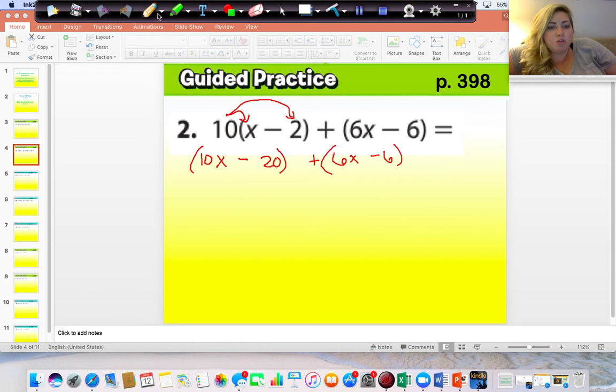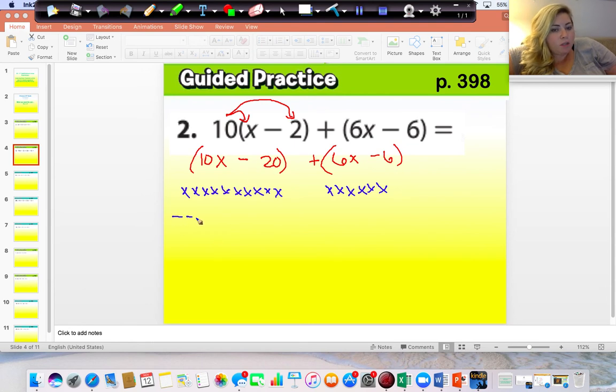Okay, so now we're going to do just what we did with the last problem. I've got 10 x's, so I'm going to draw 10 x's. 1, 2, 3, 4, 5, 6, 7, 8, 9, 10. And 6 x's over here. 3, 4, 5, 6. And I'm going to draw 20 negative signs because subtracting is the same thing as adding a negative. So this is like saying we are adding 20 negatives here.